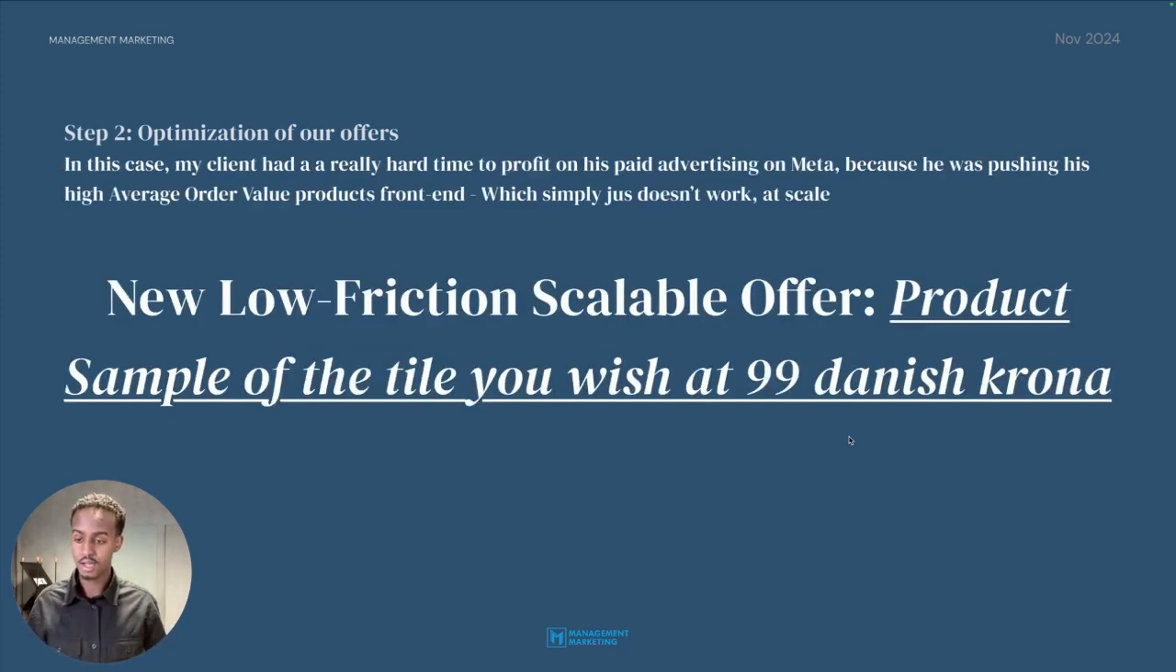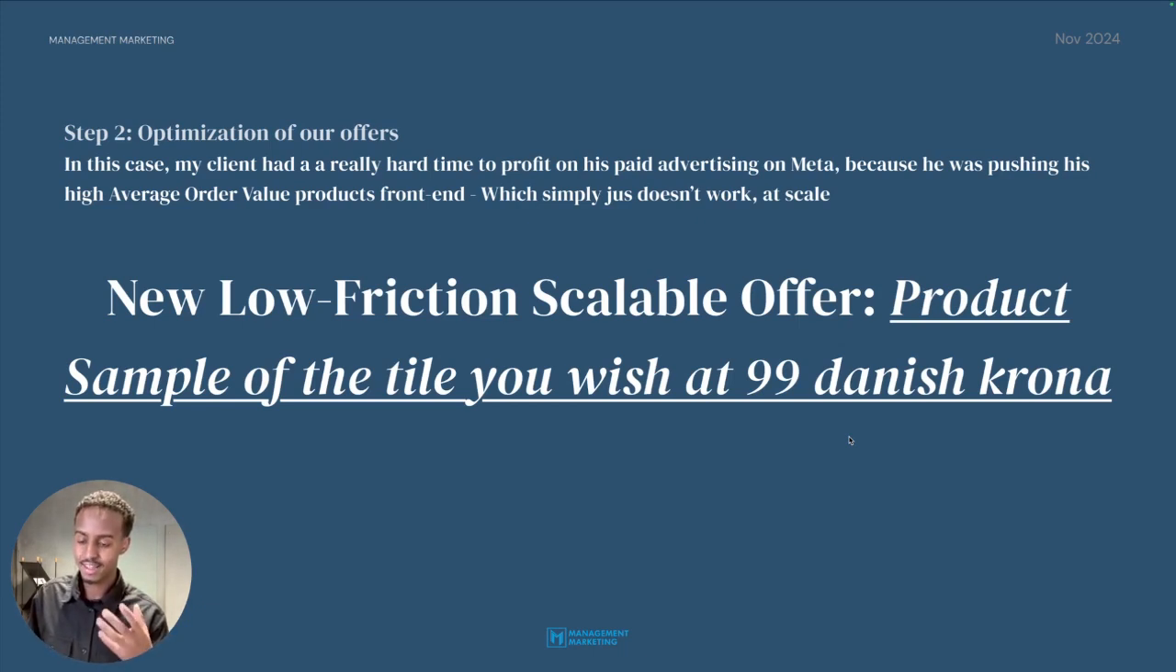Now, what I did for this client of mine was to essentially revamp his offer stack. So what we did was to introduce a new offer, a new low friction offer, and a low friction offer that made it possible for us to actually scale. And what we essentially implemented was a product sample of the tile, the specific tile you wish, at 99 Danish kroner, which is approximately $15.